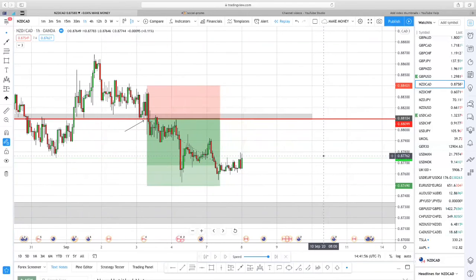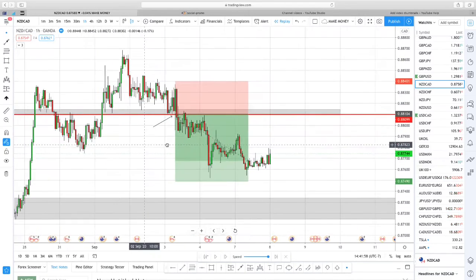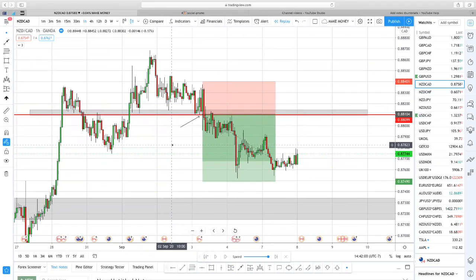Okay, so that's sell stop, you guys. Pretty easy stuff, opposite of a buy stop. And that'll conclude it for our types of orders for beginners.